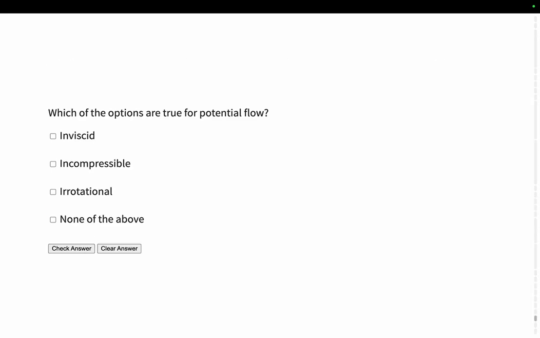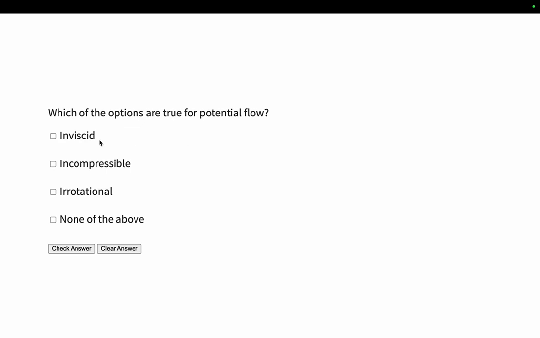I think there is no question. You're already familiar with potential flow. What are the conditions under which potential flow happens? These are kind of straightforward questions from incompressible flow. You can brush up your concepts on incompressible flow again.